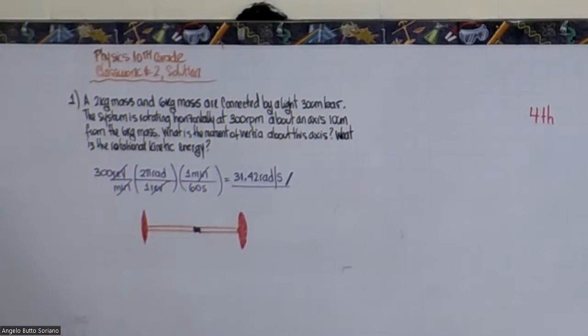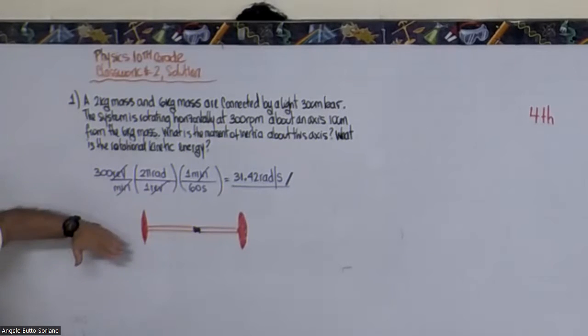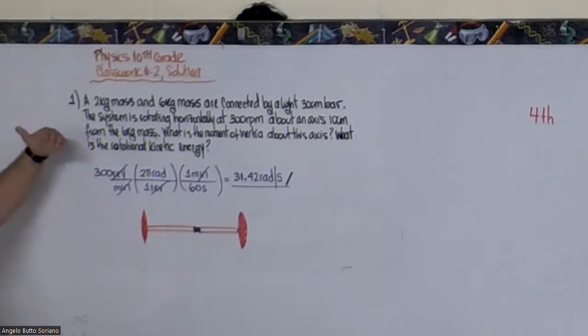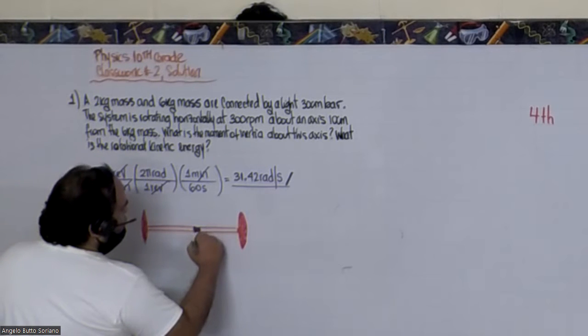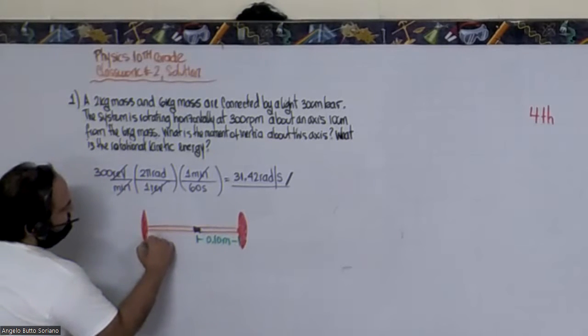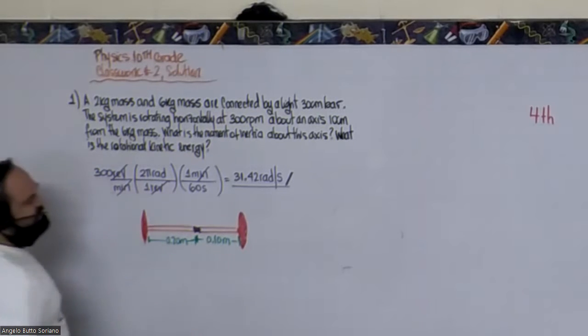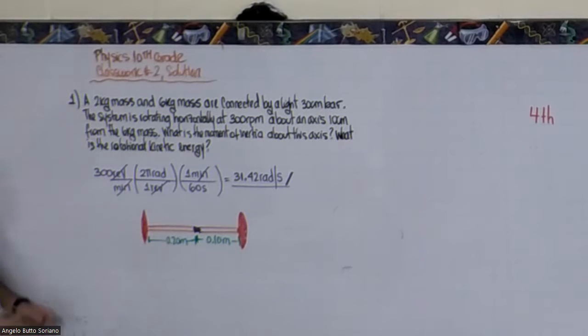According to the situation, the distance between mass and mass is 30 centimeters. But the problem says about the 6 kilograms mass, there's a separation of 10 centimeters. In simple words, we got 0.10 meters located over here, and so this distance will be 0.20 meters. And we have that distribution of the revolution for the system.